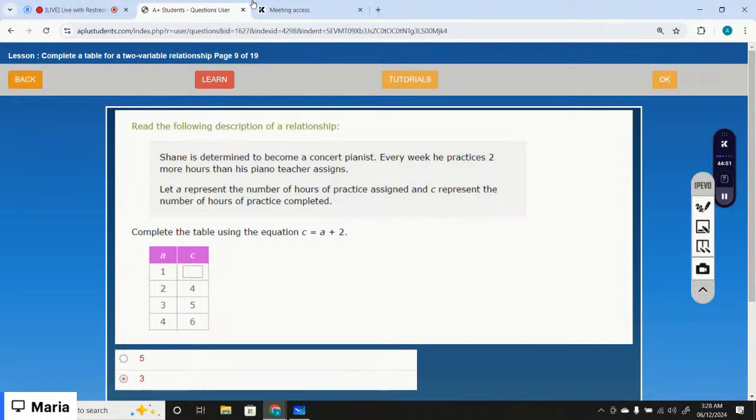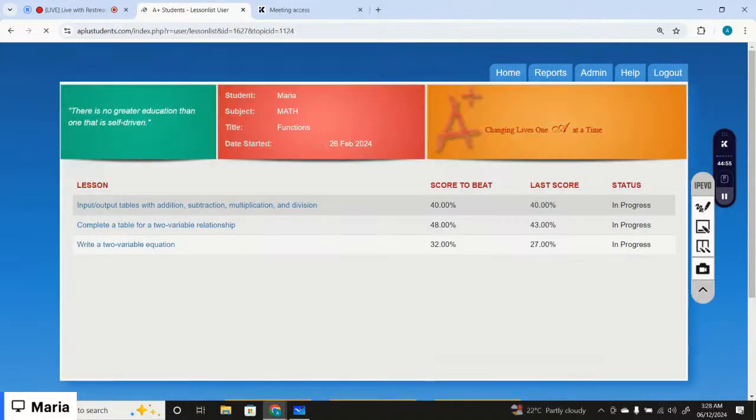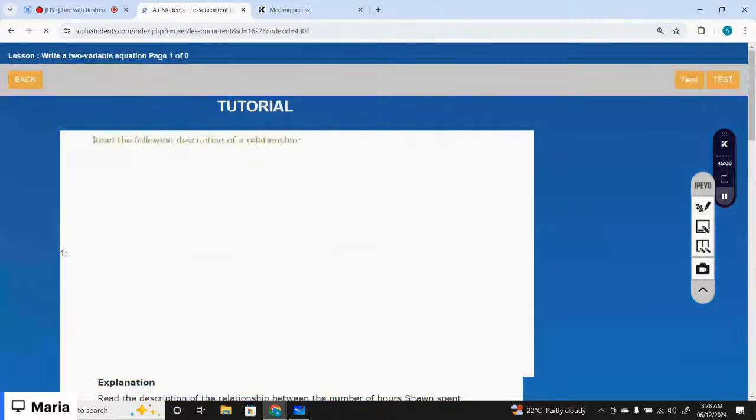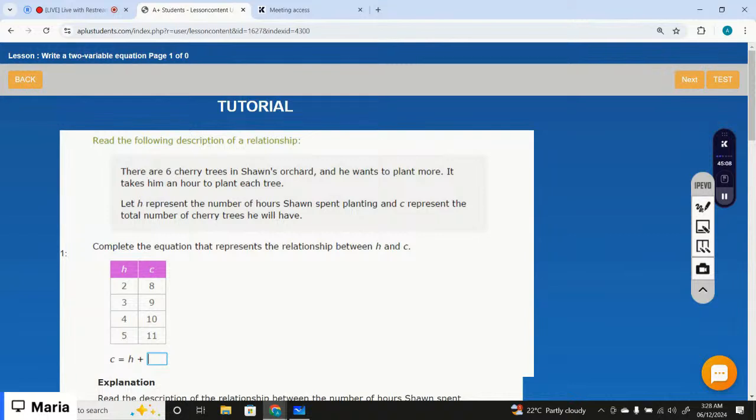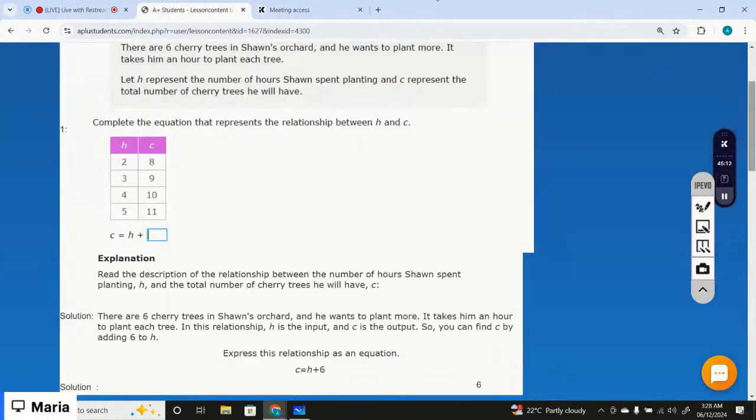Okay, you can complete the lesson by yourself later today. Let me just move on to the next lesson. The next lesson is write a two variable equation. Complete the equation that represents the relationship between H and C.